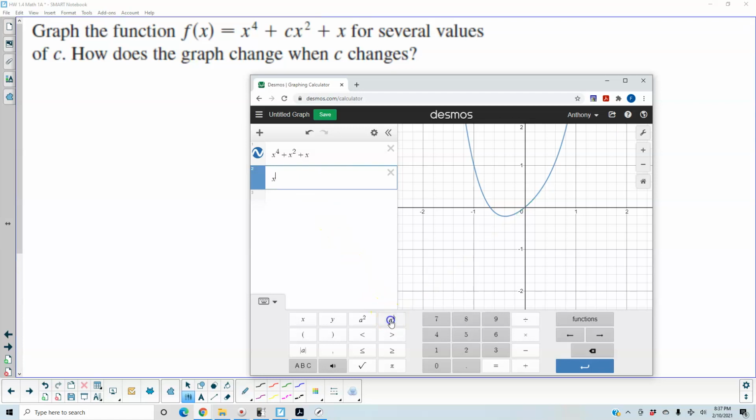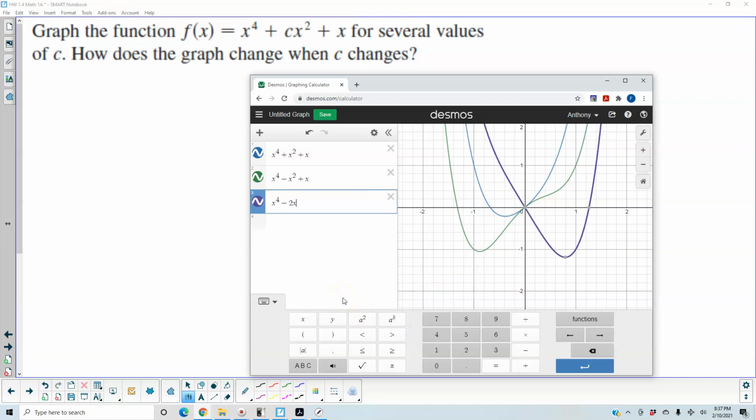So we have x to the fourth minus x squared plus x. So you can see what happens to this graph by putting negative 1. Let's go ahead and put in negative 2. So if we have x to the fourth minus 2x squared plus x, now we can see what's happening with that graph.